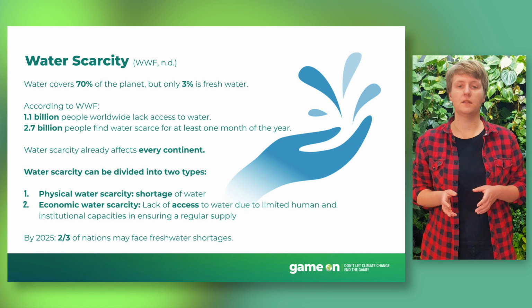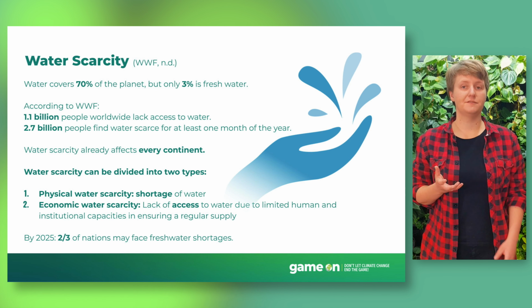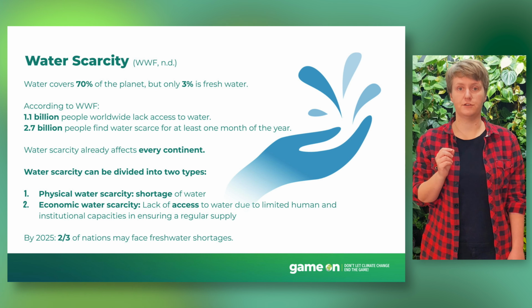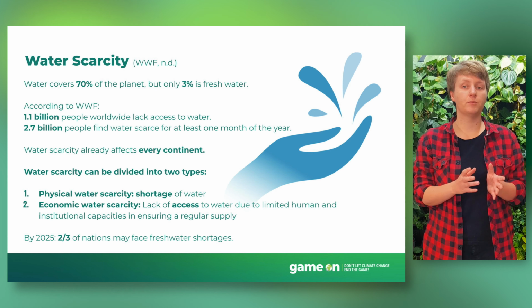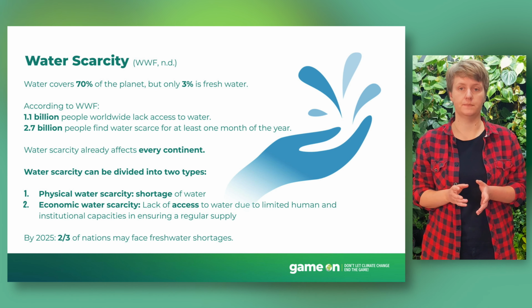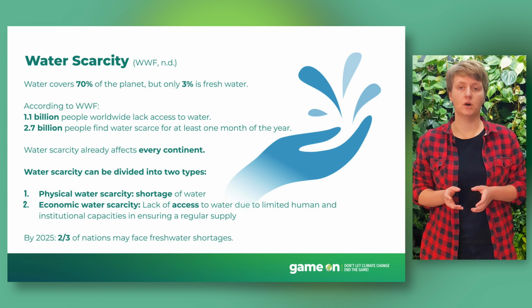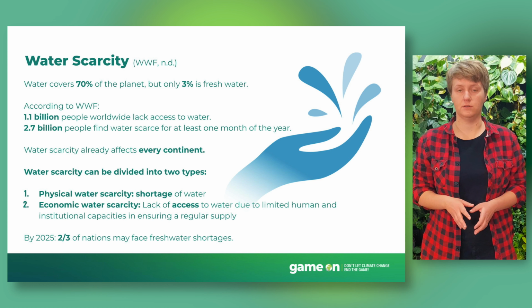From the get-go, this could sound a little bit strange, when 70% of the planet's surface is covered by water. Nevertheless, only 3% of all water is considered fresh water, and unfortunately, out of this fresh water, only 0.4% is accessible to humans. The remaining fresh water exists in the form of ice caps and glaciers, or is stored in the atmosphere or deep underground.